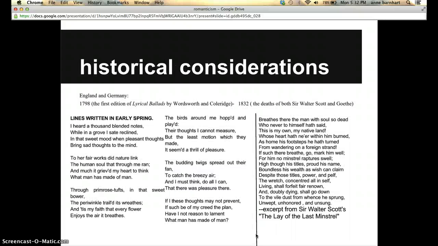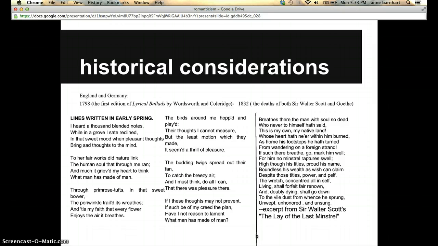So I just wanted to give you a couple of historical considerations. It began in 1798 with the publication of the Lyrical Ballads by both Wordsworth and Coleridge, and ended circa 1832 with the deaths of Sir Walter Scott and Goethe. Now, the interesting thing about this is that this is contained to the English and German side of Romanticism. The American side of things continued on beyond that, as you learned last year, I'm sure.